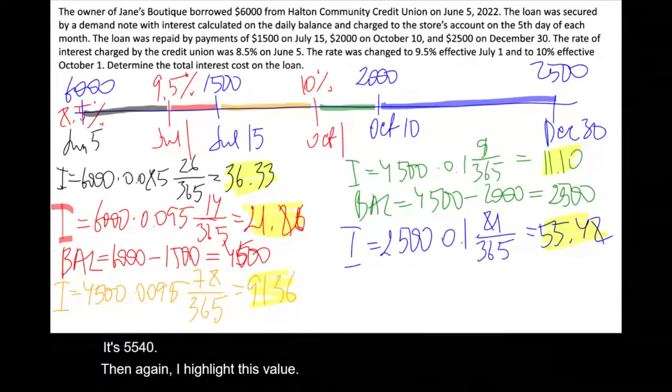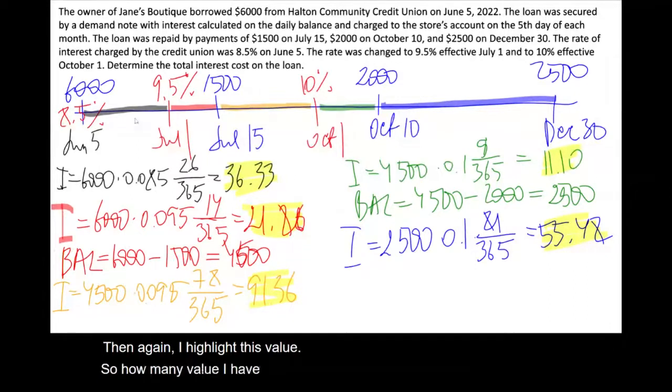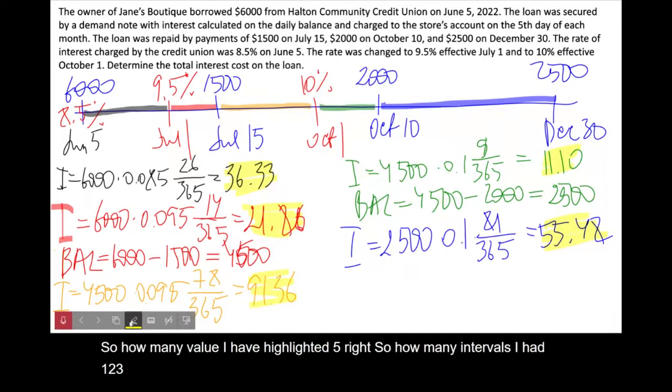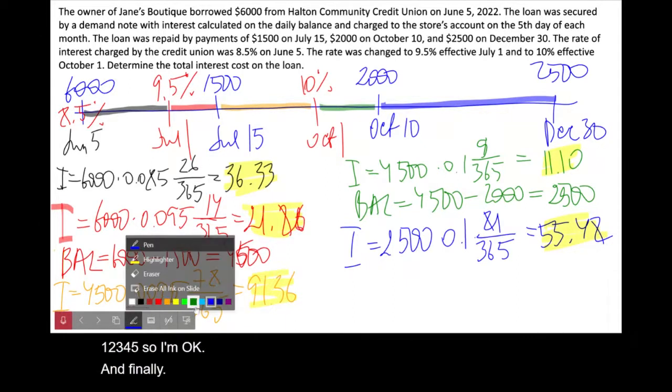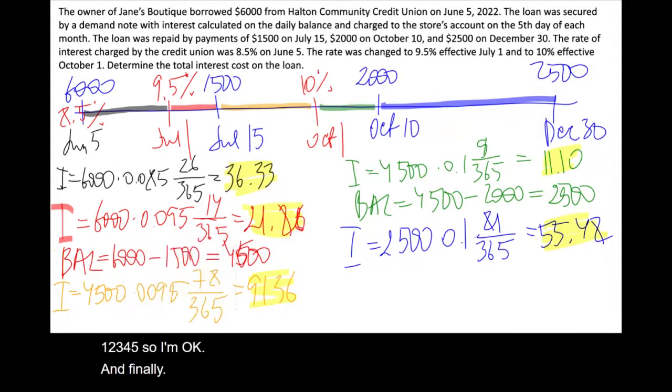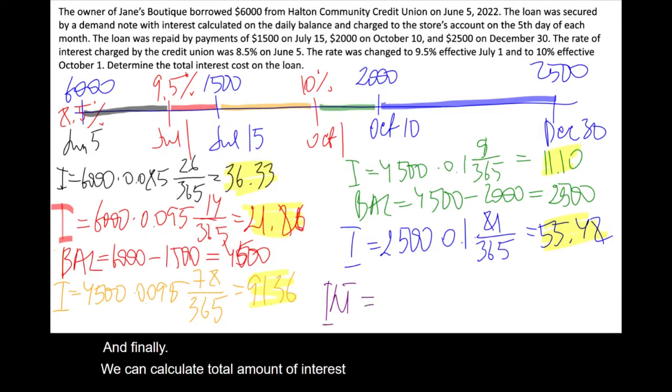So how many values have I highlighted? 5, right? So how many intervals did I have? 1, 2, 3, 4, 5. So I'm okay. And finally, we can calculate the total amount of interest by adding all the highlighted values.